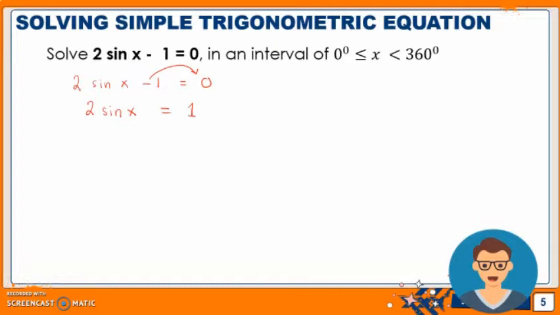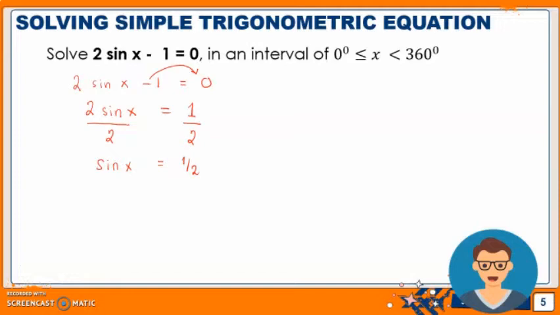And then, you may divide each side by 2. That is 2 sine x divided by 2 and 1 divided by 2. Leaving we have sine x is equal to 1/2. Okay. In this case, we will get the inverse sine or the arc sine of each side of the equation.